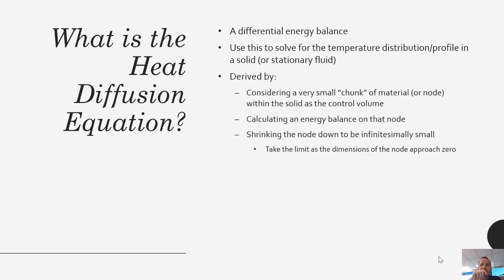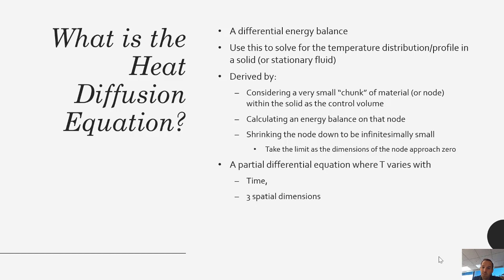This equation is derived by taking a big solid and breaking it up into a bunch of small chunks. Each chunk of material, also known as a node, is going to be represented by a control volume. Remember, you can do an energy balance on any control volume. So we're going to do an energy balance on a very small chunk of material that's embedded within a bigger solid. Then we're going to shrink that node down, and we'll see that this ordinary differential equation that we derive will become a partial differential equation, which we'll be able to solve for a temperature profile.